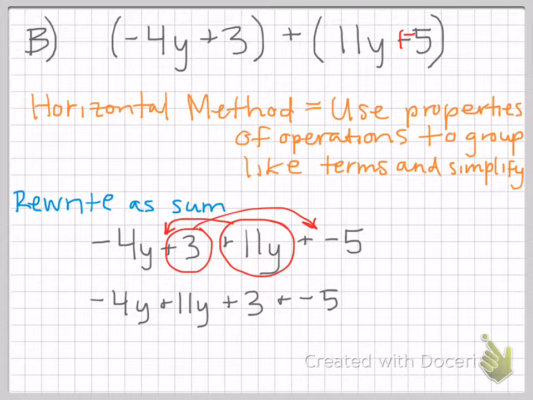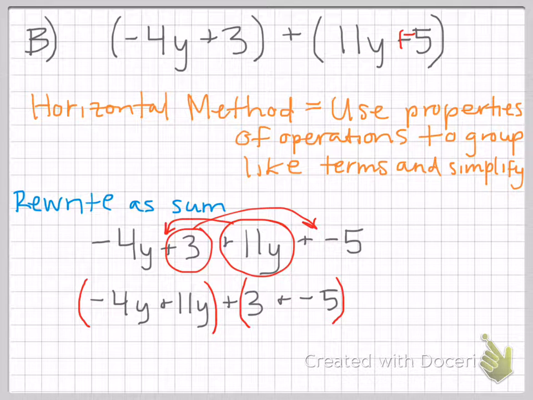Now, let's go ahead and group the like terms. I'm going to change my color again and I'm going to group them. Remember, this is associative property, saying that I can associate whichever ones I want to do. So I made the negative 4y and the 11y friends, and then I made the 3 and the negative 5 friends. So now I'm going to simply combine the like terms.